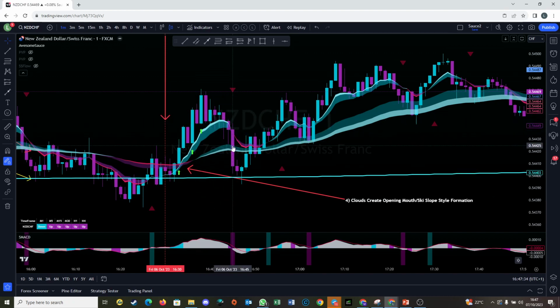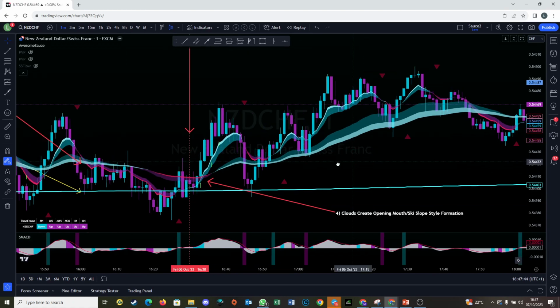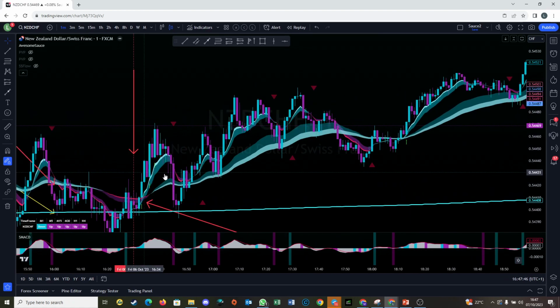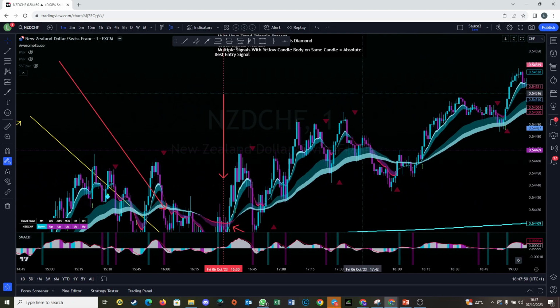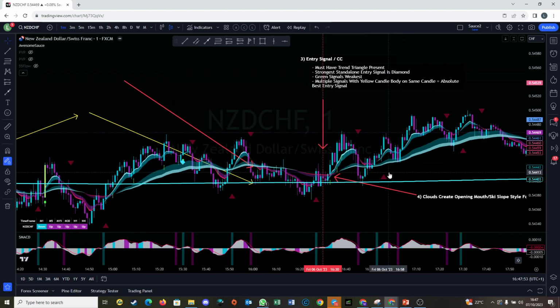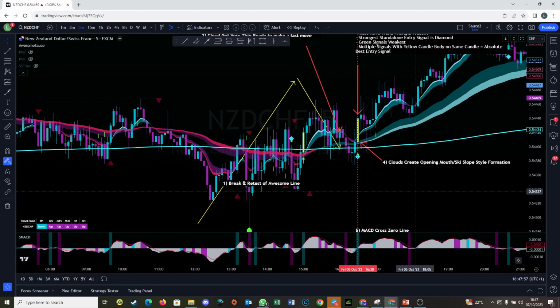So clouds start to retrace, the clouds start to get thin. We have the impulse candle. That's it. You can either enter there or you can look for a little pullback and you've got into the market. And you might have one little pullback, but then usually it's quite a clean, nice run all the way up to your TP. So that is the basic AwesomeSauce setup.